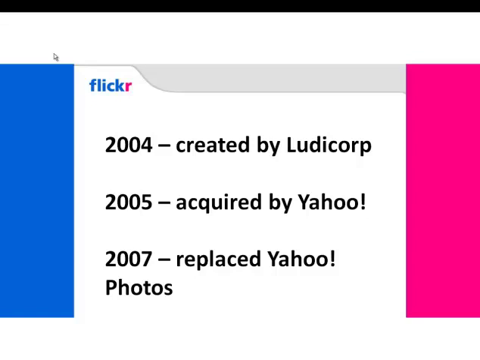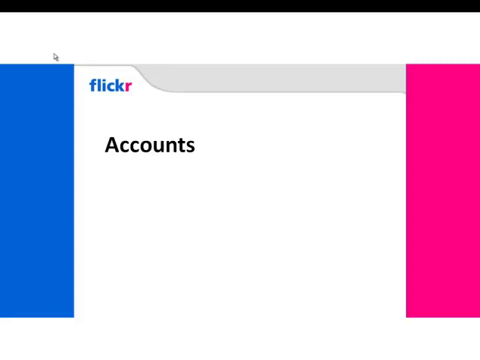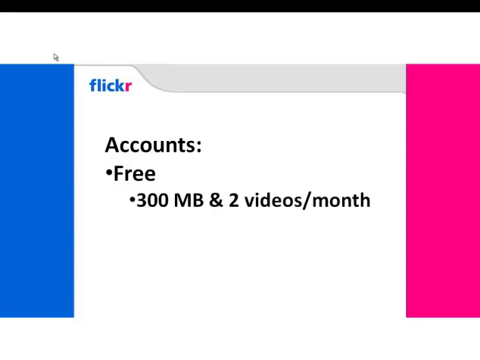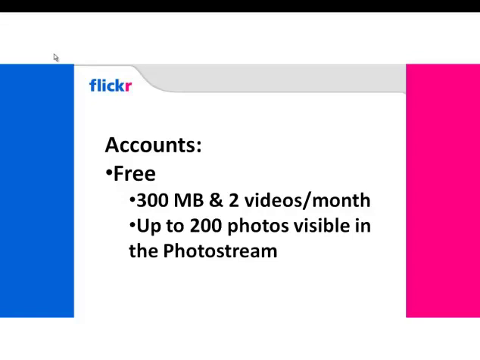These are some of the features of Flickr. First is accounts. There are two types of accounts, free and pro. Free accounts allow uploads of 300 megabytes and 2 videos per month, and only 200 photos can display at a time in the photo stream. Free users can contribute to up to 10 photo groups.